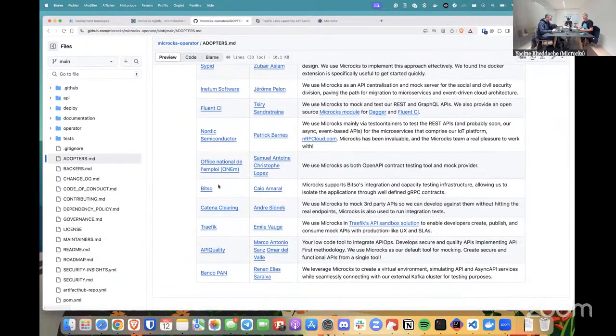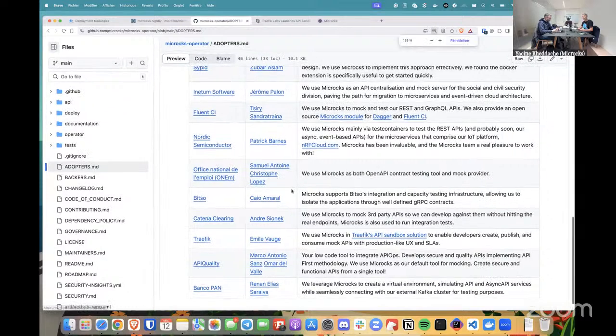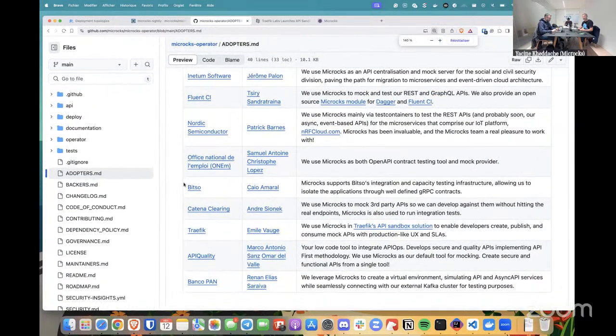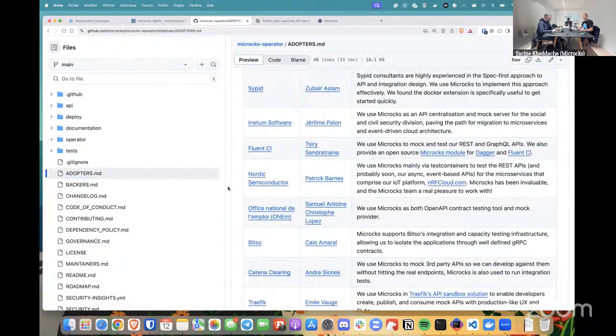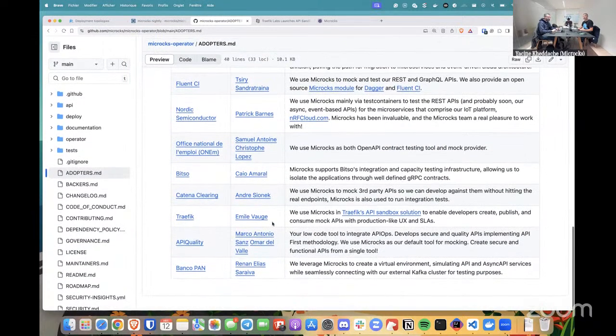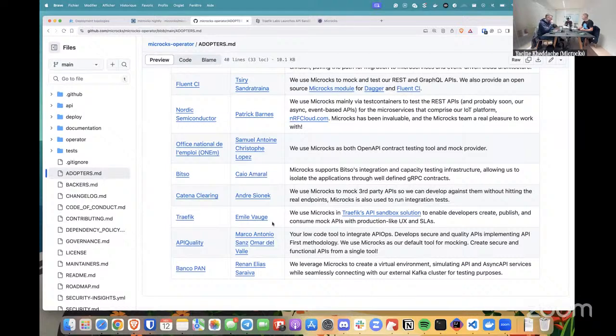That's very important for us, again, to level up within the CNCF. And for these latest weeks, we've been very happy to have Traffic and Emil, the CTO of Traffic, who just shared the fact that they have built their sandbox service solution by using Microcks as a backend service. Same for API quality. They have updated the entry and provided more description, because we know them for quite a while, and they have their own solution and product, and they are using Microcks as a backend service for mocking, which is quite amazing.